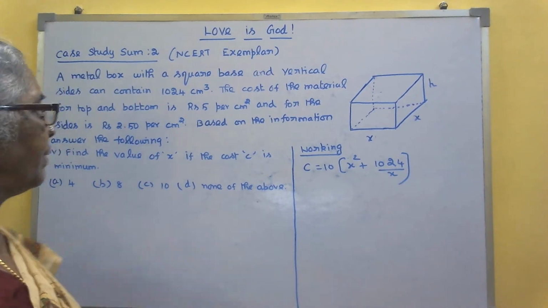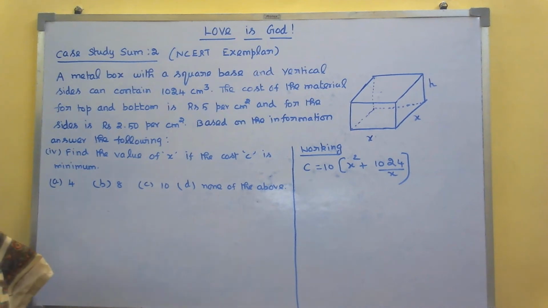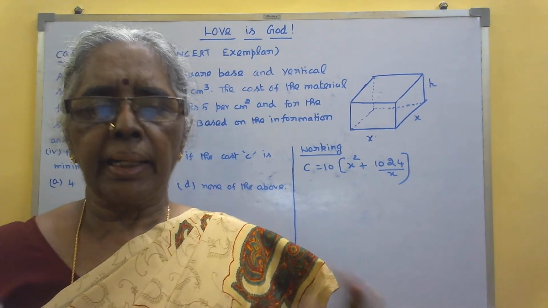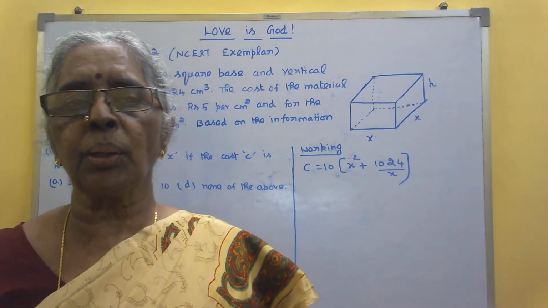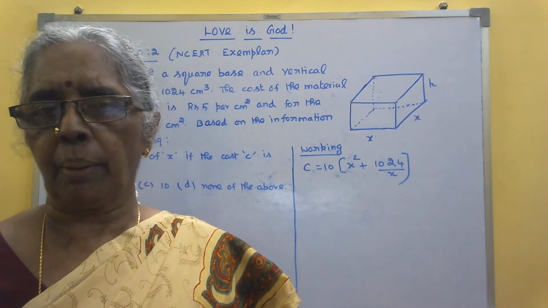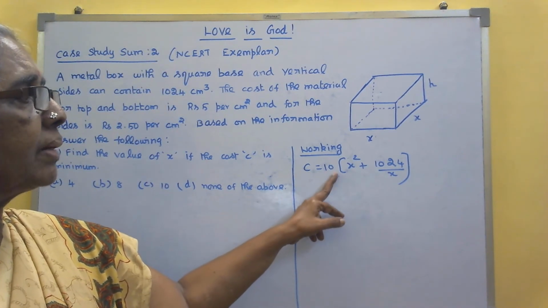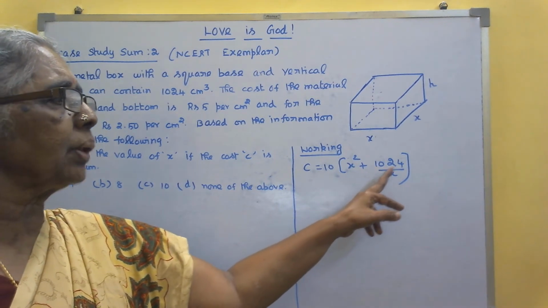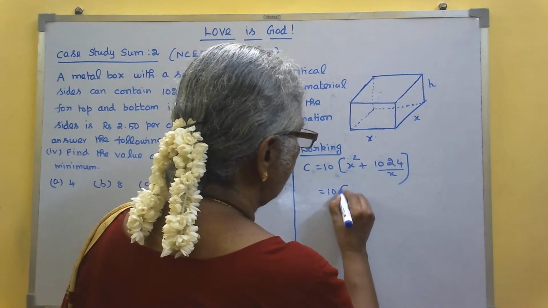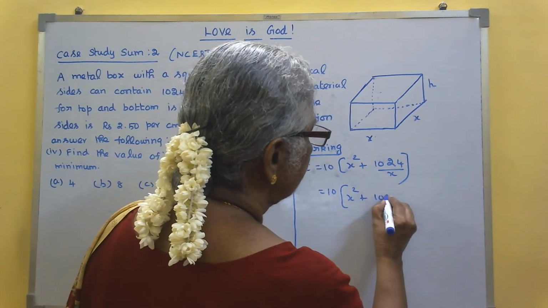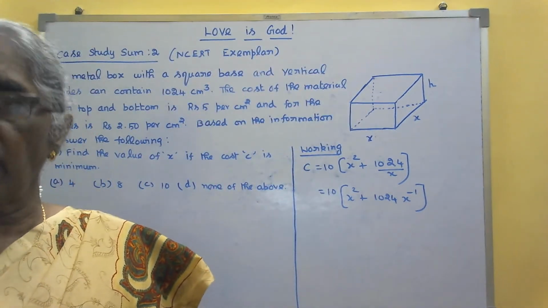Now the fourth subdivision. Find the value of x if the cost C is minimum. You know, for anything to be maximum or minimum, the first derivative will be equal to 0. A very important concept you have to remember. Now you know the cost, that is C. You have already arrived at 10 into x squared plus 1024 by x. Now let me write it properly. This is 10 into, I can write x squared plus 1024 x power minus 1. If I write like this, I can differentiate it easily.